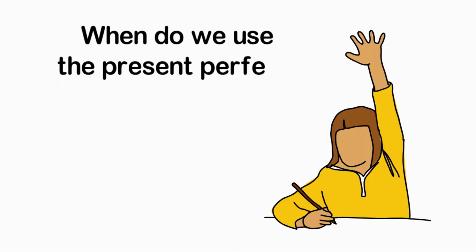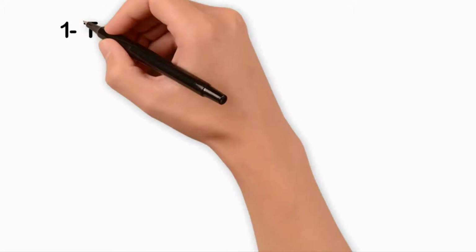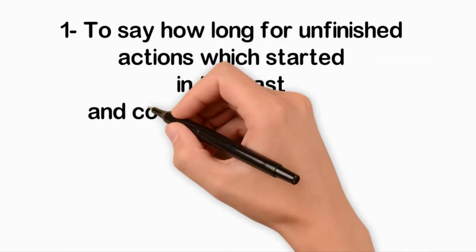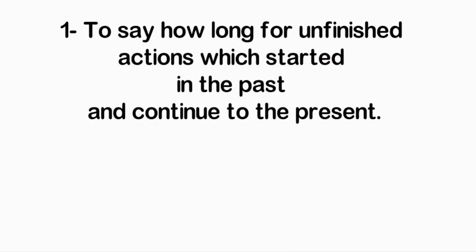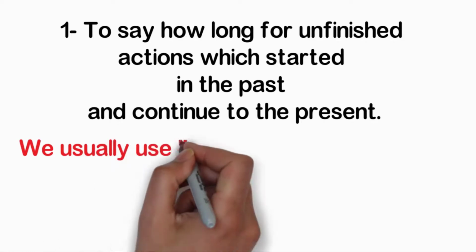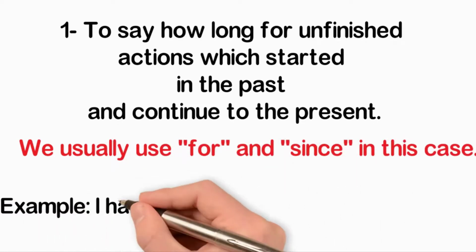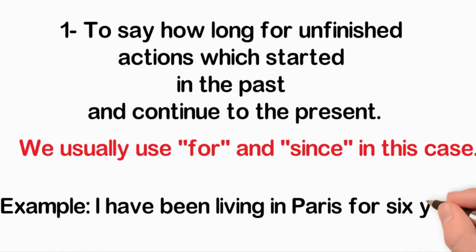Question: When do we use the present perfect continuous? We use the present perfect continuous to say how long or for unfinished actions which started in the past and continue to the present. We usually use for and since in this case. Example: I have been living in Paris for 6 years.